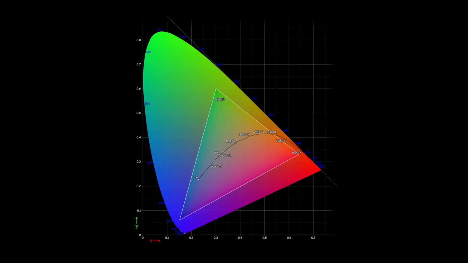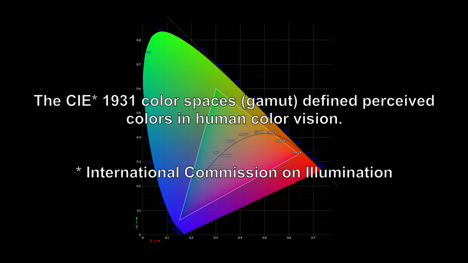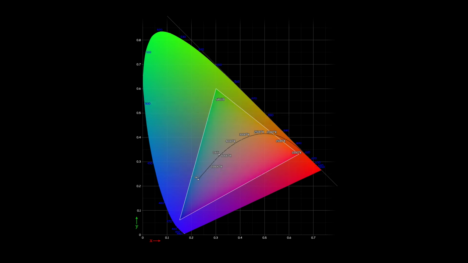And this was actually developed in 1920, but was adopted in 1931. And it really is a kind of a chart that represents the perceived colors that a human can see, that the eye can see. And it was adopted by the International Commission on Illumination. Now, that's probably more than you really want to know already. And I don't blame you.